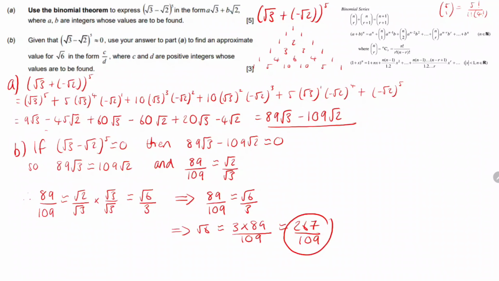The second part of the question tells you that this value is approximately equal to 0. It's not exactly equal to 0, but it's approximately equal to 0. Then it asks you to find an approximation for root 6.